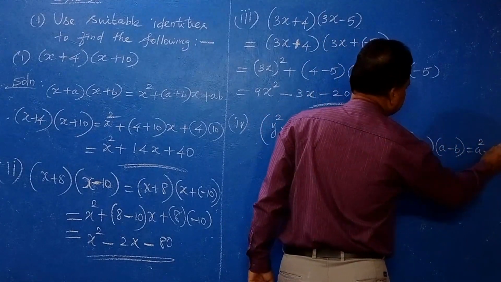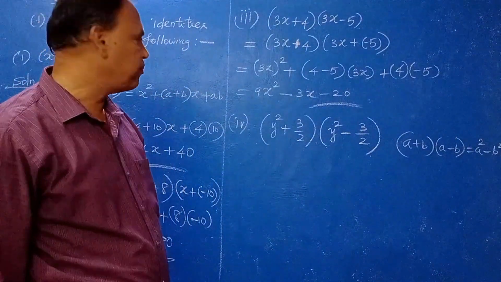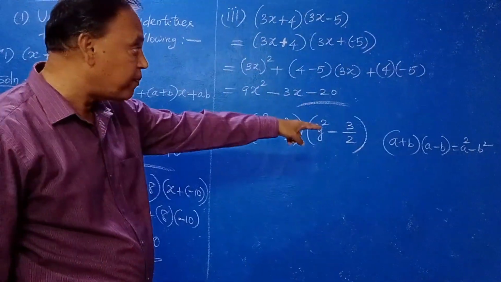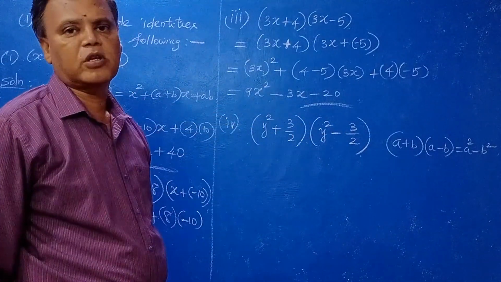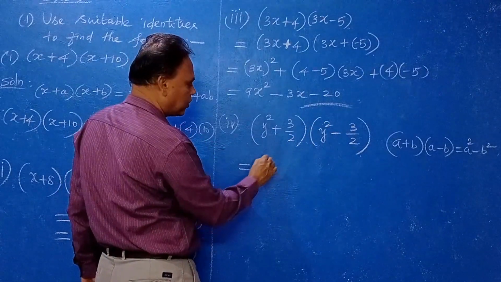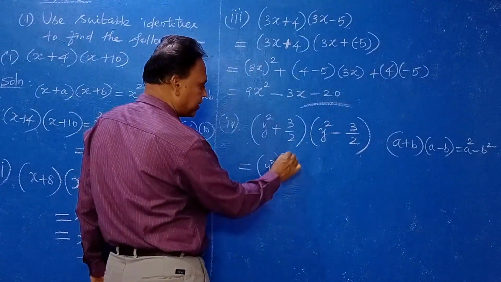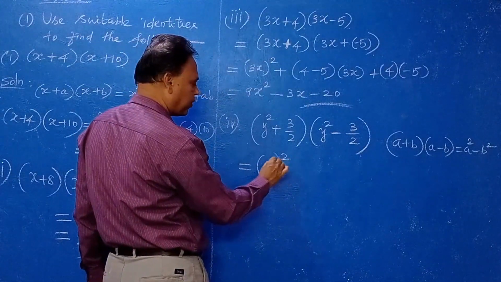So this can be written as a square minus b square. So this is the form. In place of a you have y square, but in place of b you have 3 by 2. That's all. So in place of a you put y squared, then whole square. Power of power you have to write. Y square whole power squared.